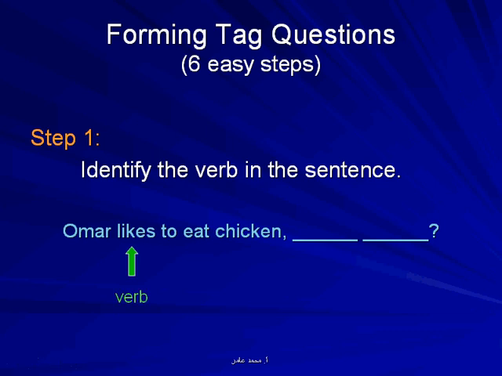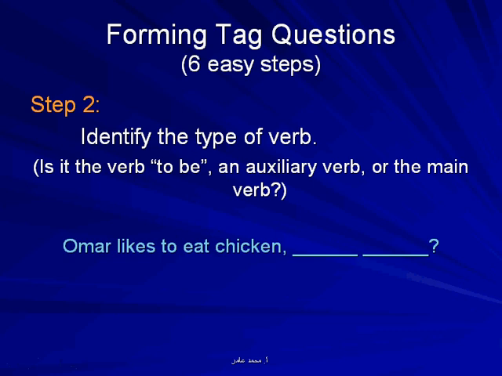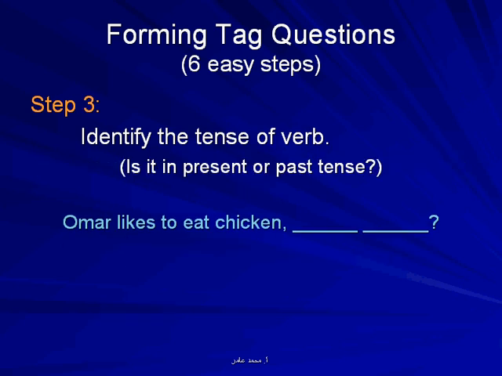Then, step 2. Identify the type of verb. Is it the verb to be, an auxiliary verb, or the main verb? Omar likes to eat chicken. It's the main verb. Step 3. Identify the tense of the verb. Is it in present or past tense? Likes is in present tense.